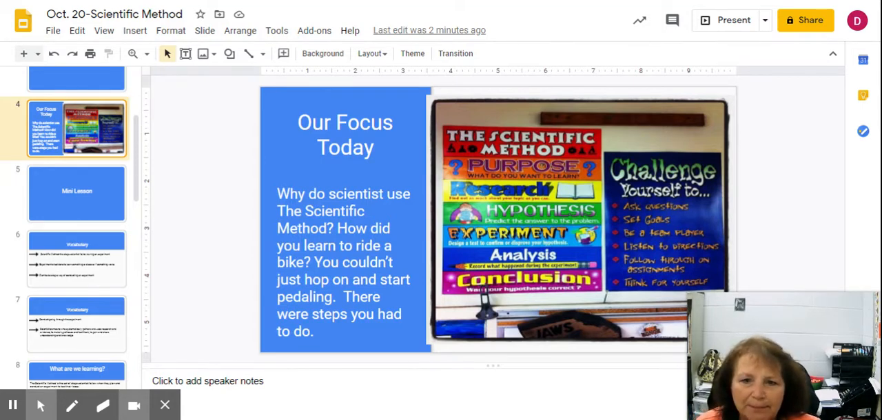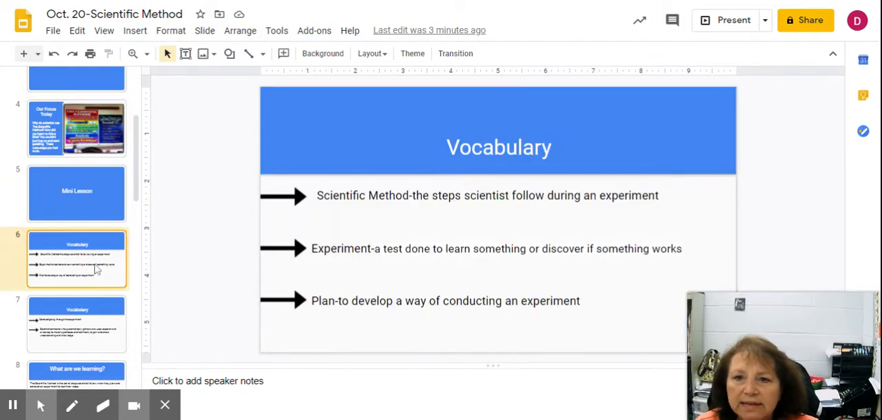How did you learn to ride a bike? You couldn't just hop on and start pedaling. There were steps you had to do. And that's with anything. If you're playing basketball and you want to be better at shooting a foul shot or a 3-point shot, you practice. There are steps that help you get better. And that's what scientists look at. What steps do they need to follow so that they know the data that they're getting represents what's actually going on in the investigation? Let's look at some vocabulary.